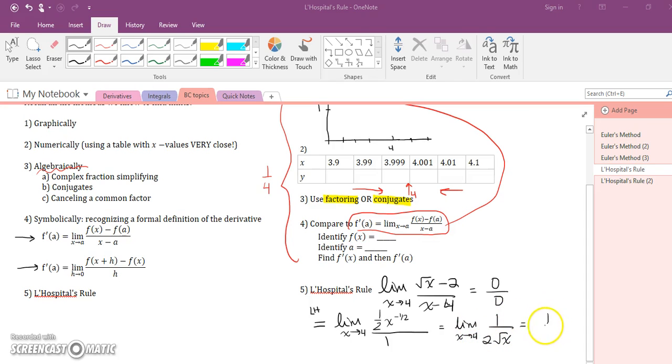All right, and let's see if it works now. Now you can do direct substitution, and it works. 1 over 2 times 2, 1/4. And that agrees with what you should have gotten for all of these.